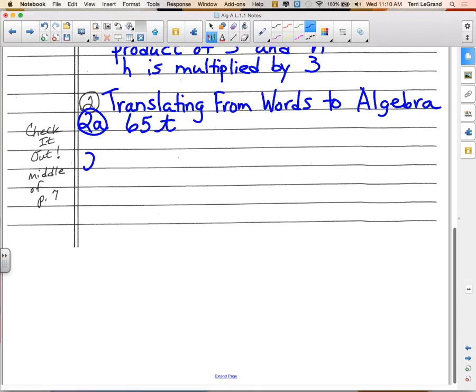2b. Let's skip a line so they're not on top of each other. We have Miriam, who is 5 centimeters taller than her sister, who is m centimeters tall. In other words, we don't know how tall she is, so we're going to let m stand in for her height. But we do know that Miriam is 5 centimeters taller. Write an expression for Miriam's height. Remember, she's 5 centimeters taller than her sister.